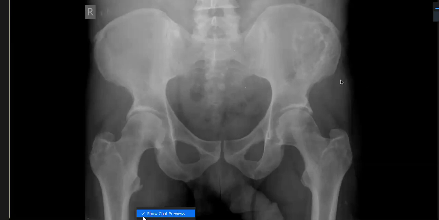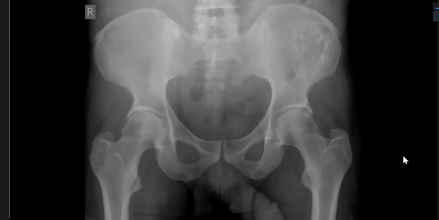At first instance, I can see that there is a lytic lesion in the left iliac wing, which has got sclerotic borders, and it is also surrounded by a wide area of lucency. I cannot see any soft tissue component. It has got some internal calcification specks.